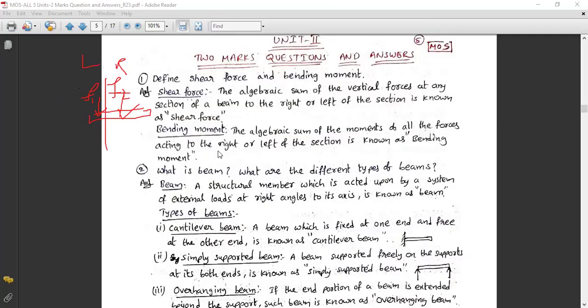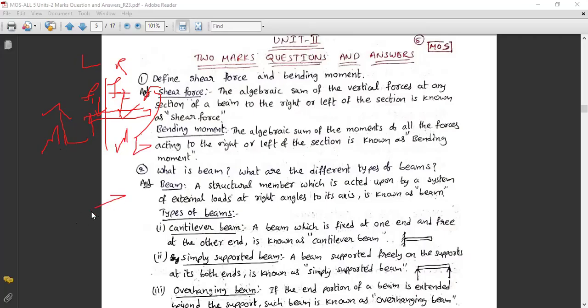So what is the bending moment? Bending moment, as per the definition, is the algebraic sum of moments of all the forces acting to the right or left of the section. So all the moments, on this beam, if this beam has moments M1 and M2 attached, one twisting force here and some bending force there, these are the moments.